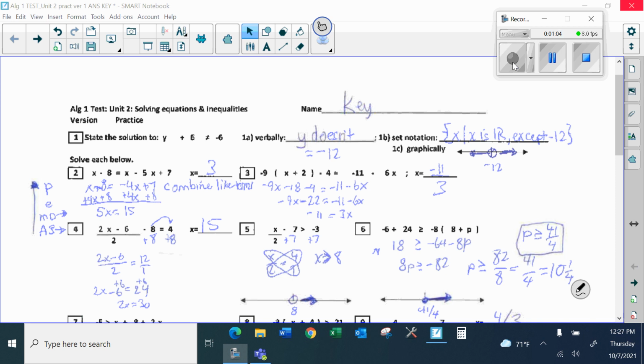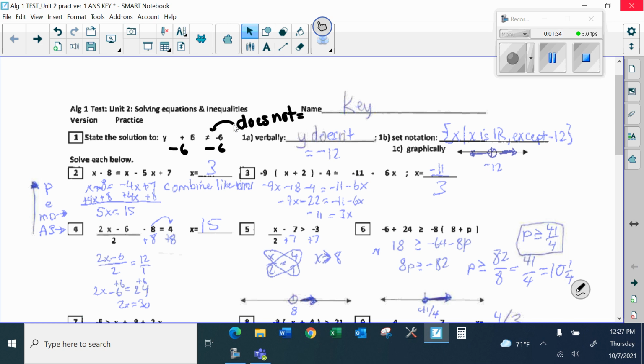Okay, all right, number one. This would be the only new piece for the most part. Okay, state the solution to y plus 6 does not equal -6. That means does not equal. Well, obviously, all I gotta do is subtract 6 across. So y doesn't equal -12. So A says write it verbally. Y doesn't equal -12.